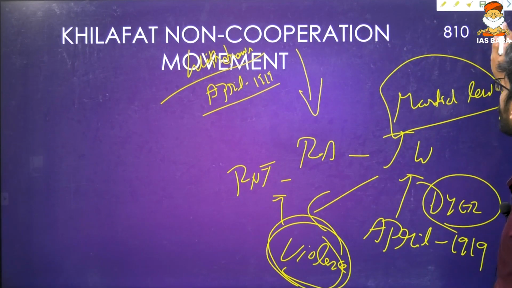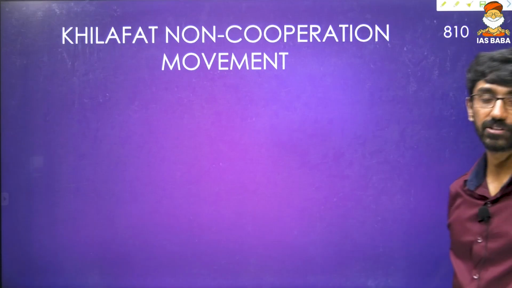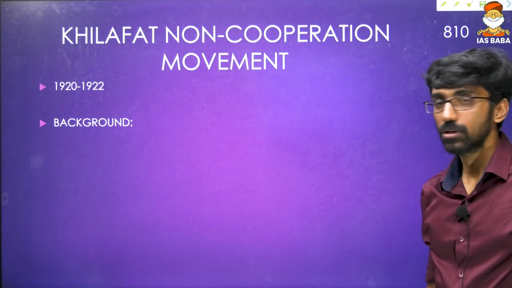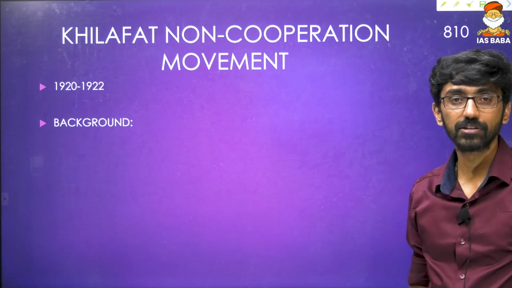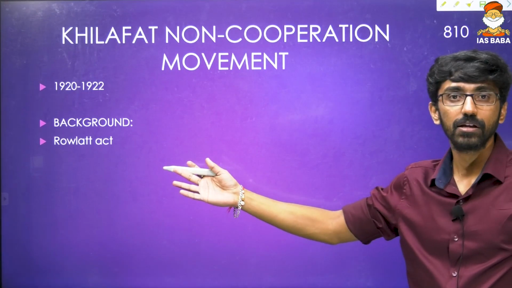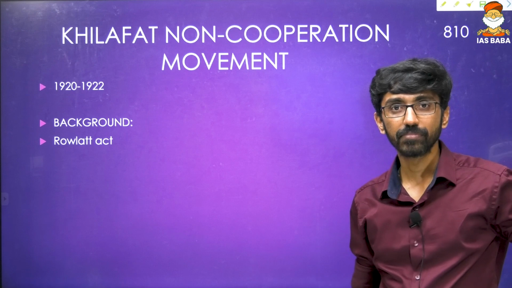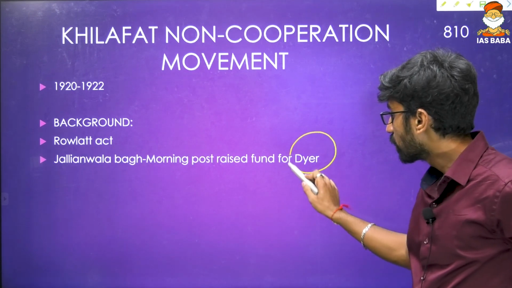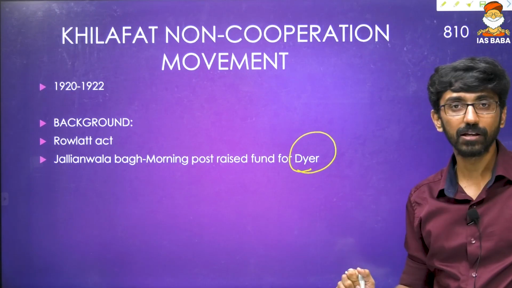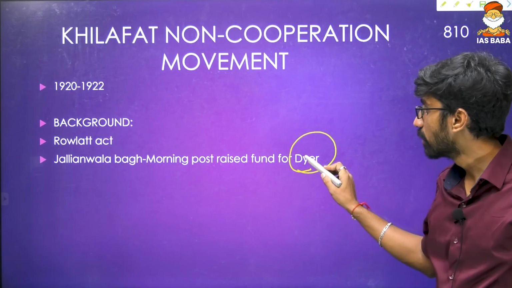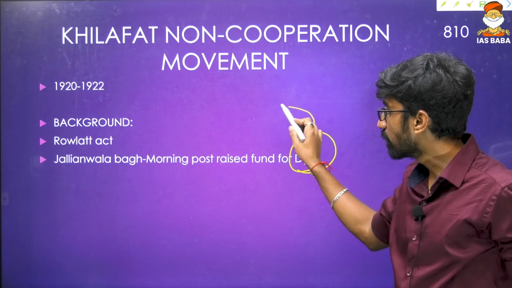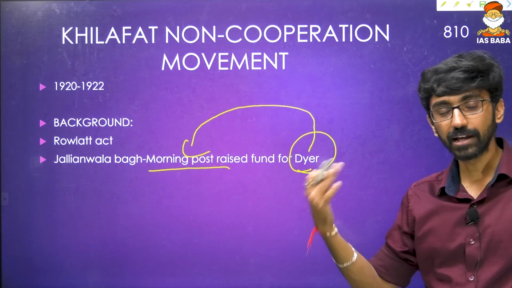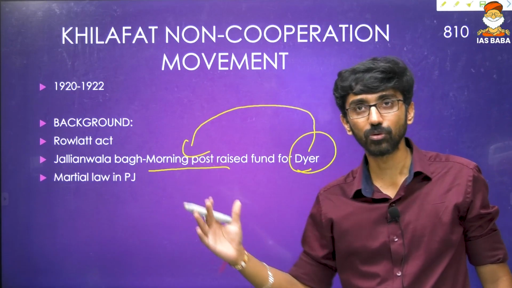And later, the Khilafat non-cooperation movement was launched very next year, in 1920, and the movement ran from 1920 to 1922. What is the background for this Khilafat movement? First and foremost, the Rowlatt Act. People were unhappy with the Rowlatt Act provisions and with Jallianwala Bagh also. General Dyer was suspended from service and went back to England. Because he lost salary and pension, the Morning Post, a newspaper, raised funds for Dyer. That again hurt sentiments. Indians expected Dyer to be punished.